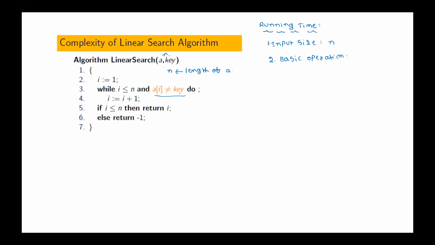First, let us consider this operation, A of i not equal to key. That means this is a comparison operation. First, I'll explain with respect to this; after that, I'll come to this. This is also in fact a comparison, but I am talking about this comparison now. Let T of n be the number of comparisons performed.